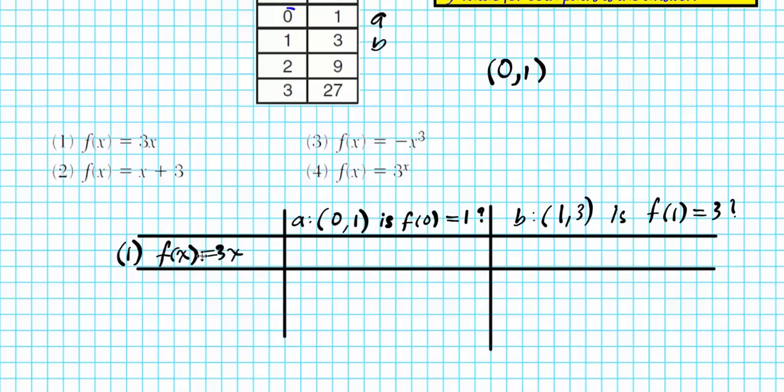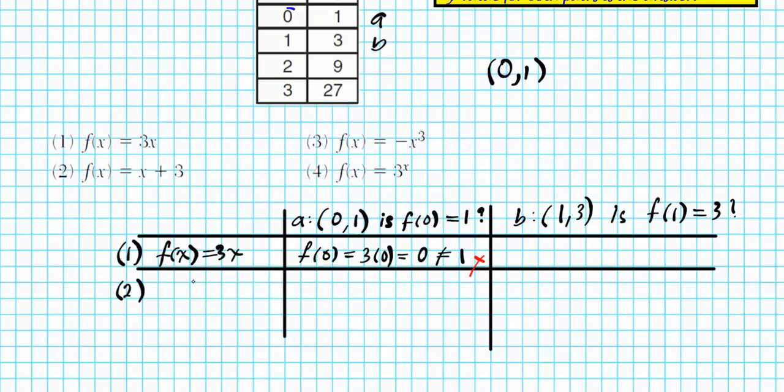All right, so let's start with f of x. With f of x, our input is going to be 0. So f of 0 with the rule 3x simply means you triple your input. 3 times 0 is 0. Is 0 equal to 1? 0 is not equal to 1, so that is a fail right there. So this function is not represented by this table.